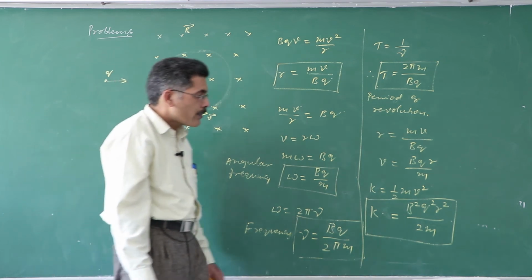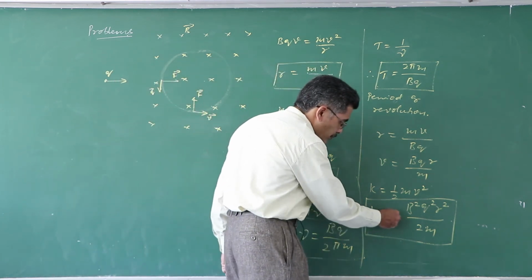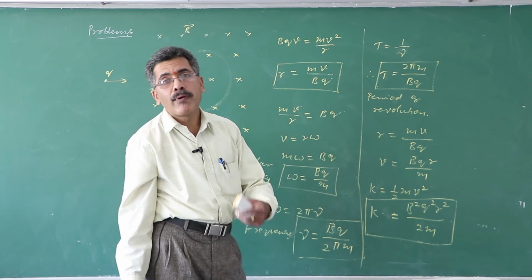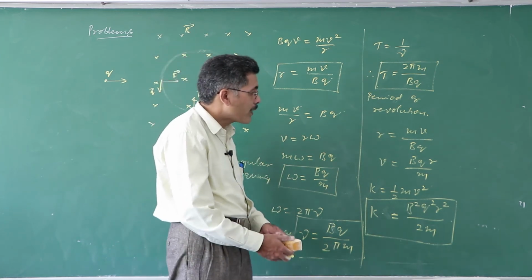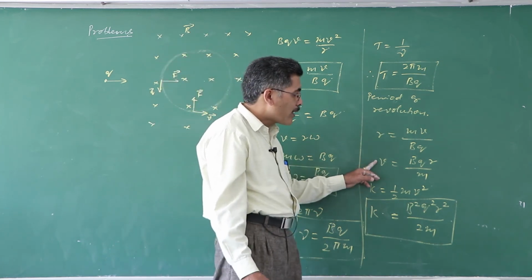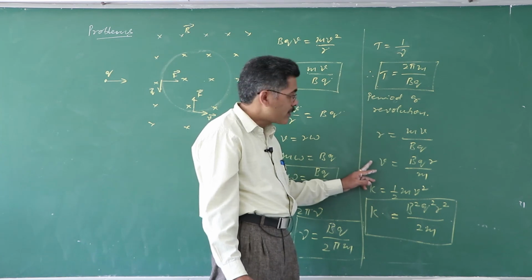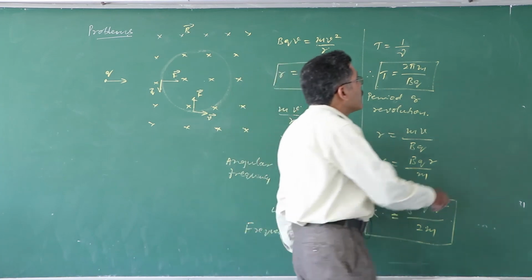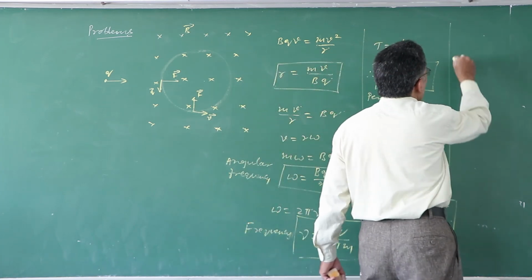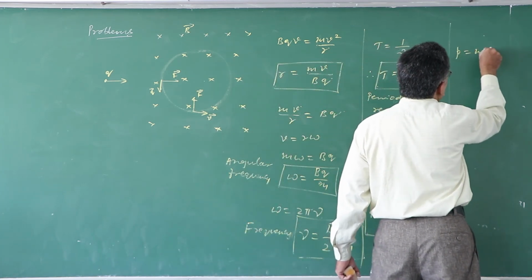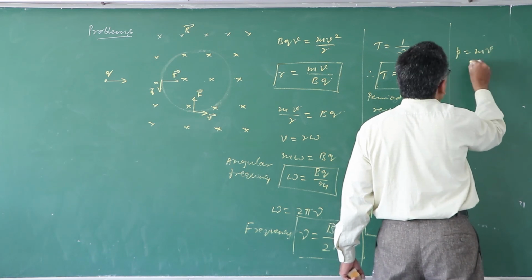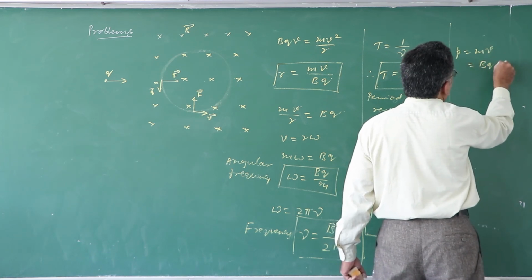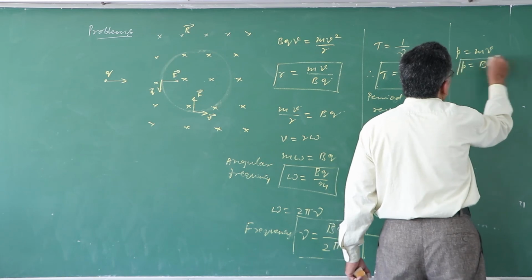Then if you want to know the momentum, momentum can also be calculated. If you multiply this by m on both sides, this gives you momentum. Therefore, what is momentum? Momentum P is equal to m into v, which is equal to BQR. So this gives you momentum.